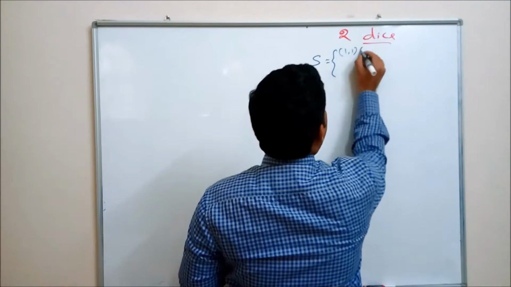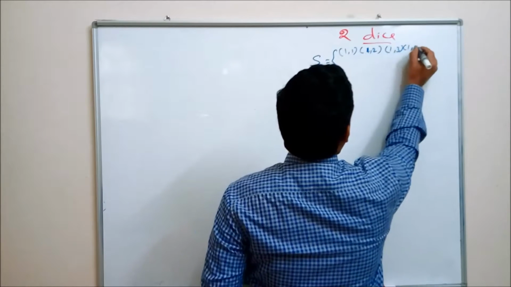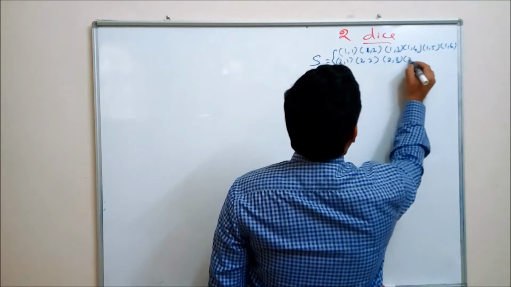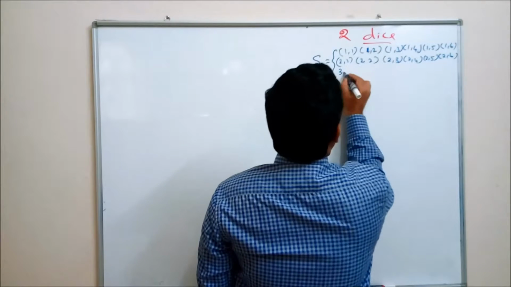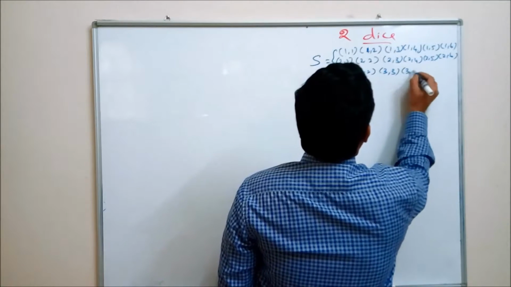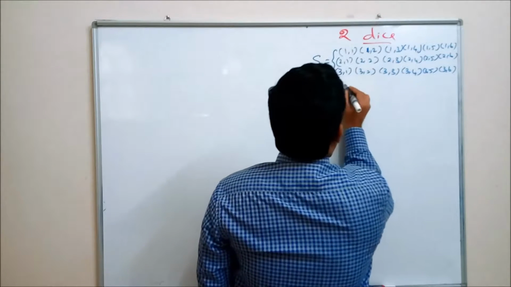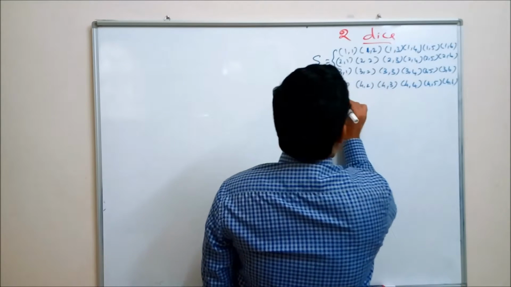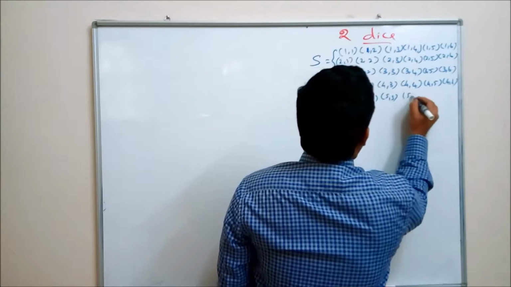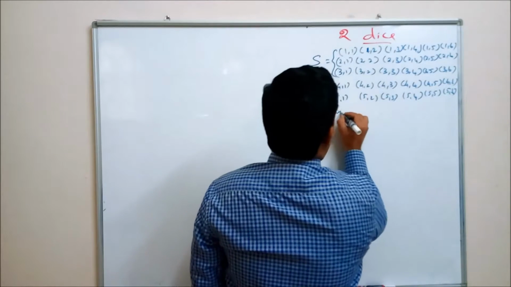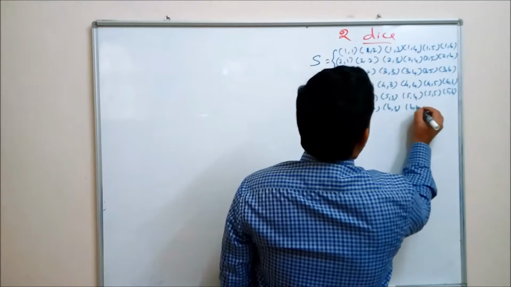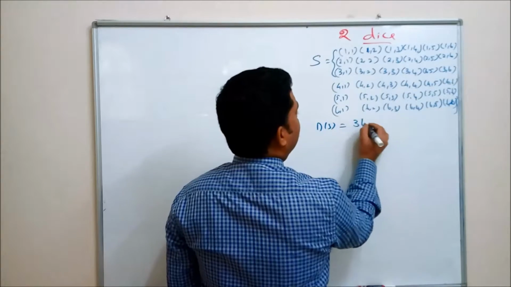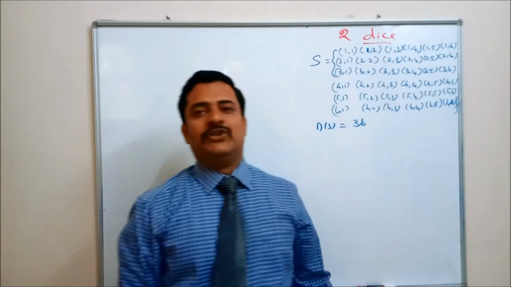So now: 1 1, 1 2, 1 3, 1 4, 1 5, 1 6, 2 1, 2 2, 2 3, 2 4, 2 5, 2 6, 3 1, 3 2, 3 3, 3 4, 3 5, 3 6, 4 1, 4 2, 4 3, 4 4, 4 5, 4 6, 5 1, 5 2, 5 3, 5 4, 5 5, 5 6, 6 1, 6 2, 6 3, 6 4, 6 5, 6 6. How many items are there? 36. There are 6, and here it is 6. 6 into 6, that is 36.